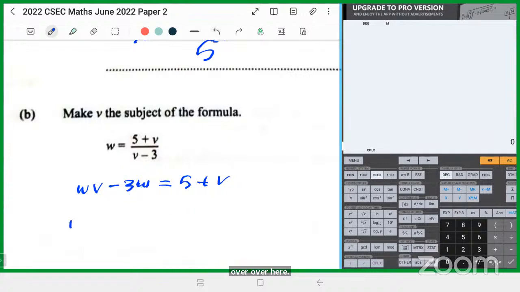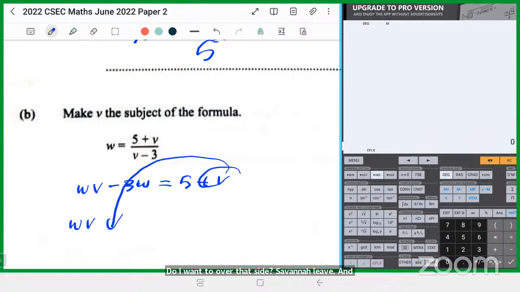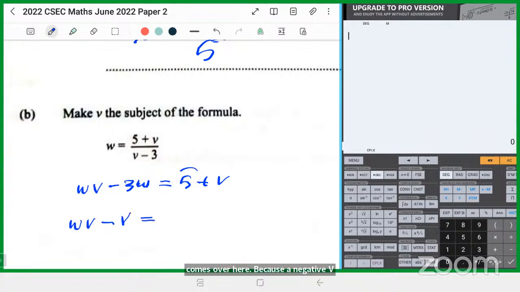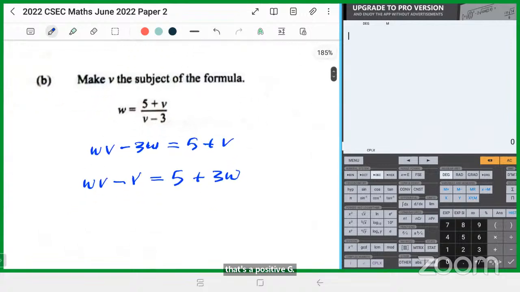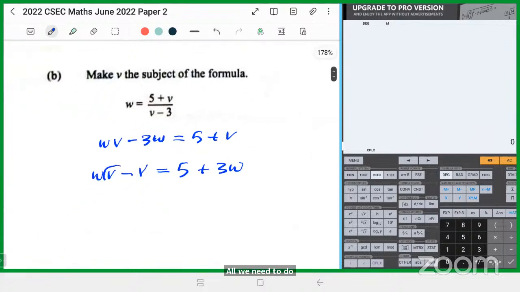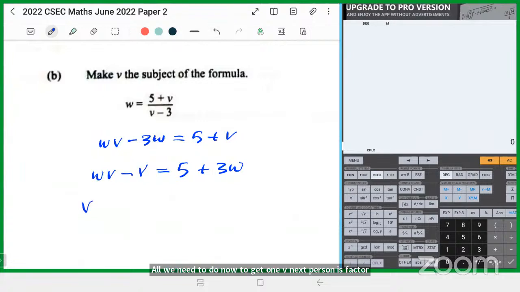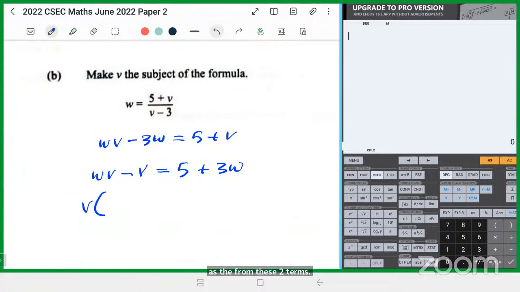So I'm going to leave wv. Then this v comes over here, becomes a negative v. Equals, this 5 is there. This minus 3w goes on that side, becomes a positive 3w. And all we need to do now to get one v in the expression is factorize the v from these two terms. So you factorize out the v. Out of this, we get a w.